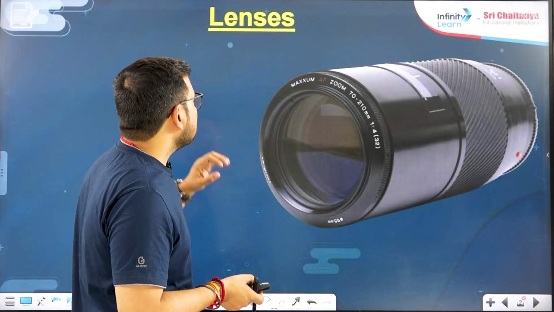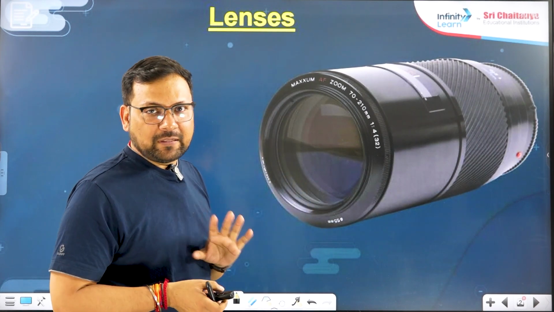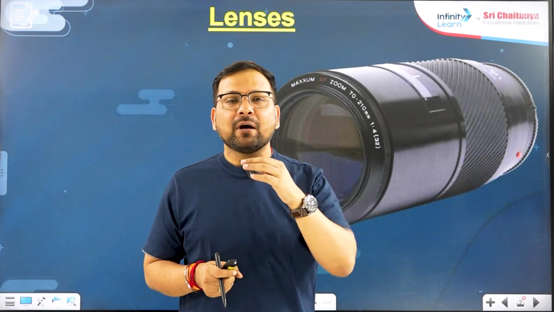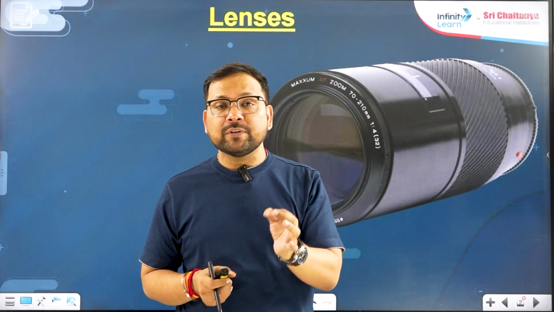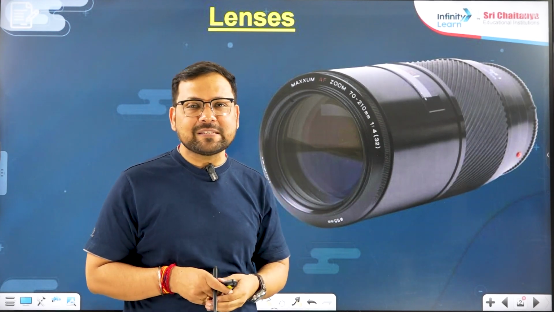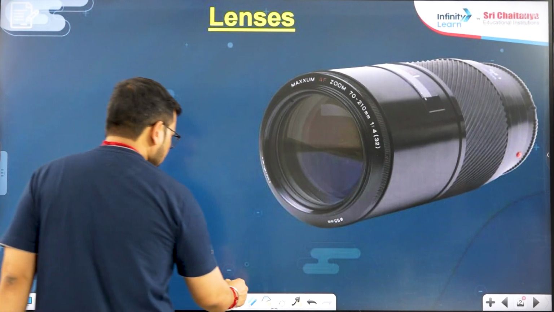First of all, what is a lens? How to define it? We know I can see and tell, okay, this is a lens, but how to define it properly? In science language, when I want to say this is a lens, how will I say that?